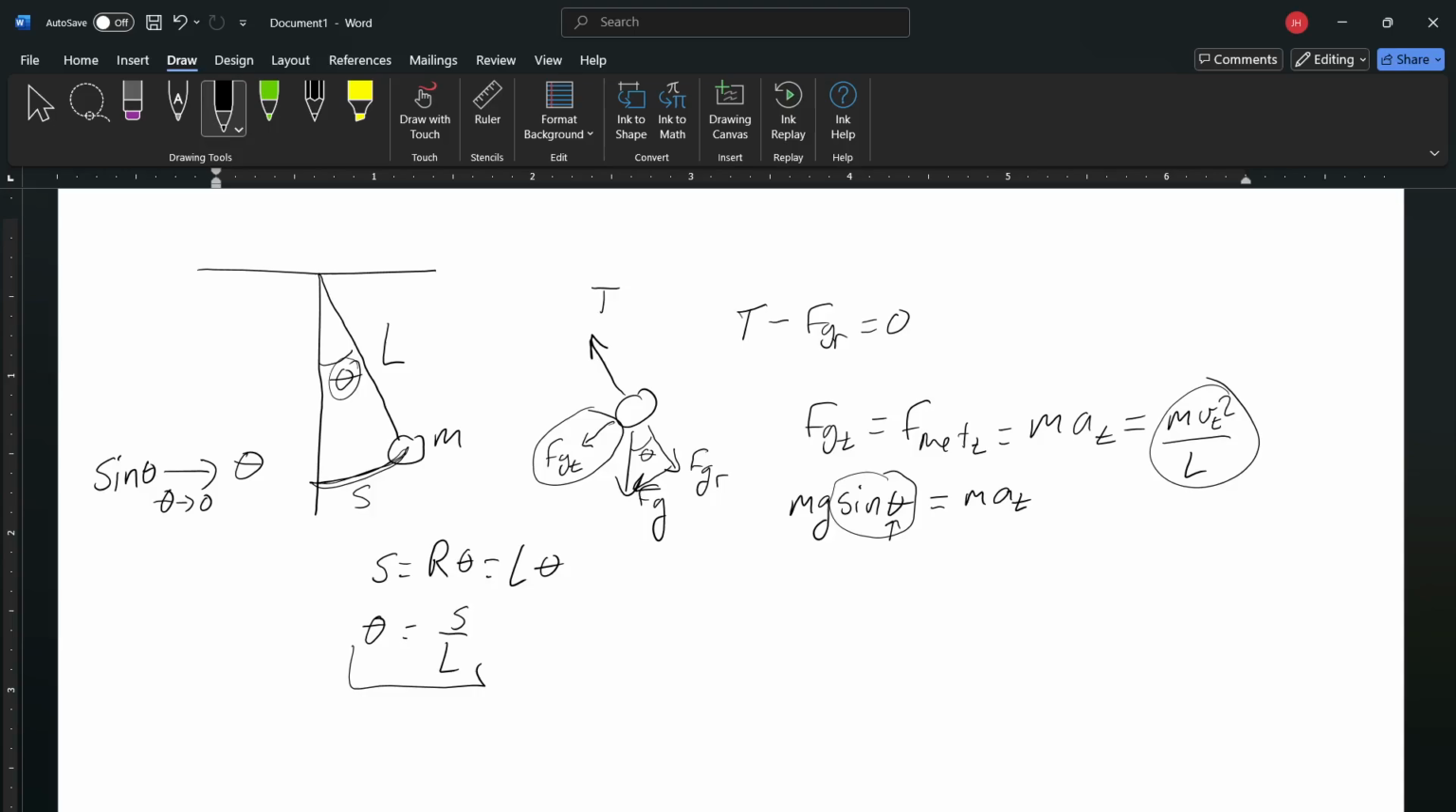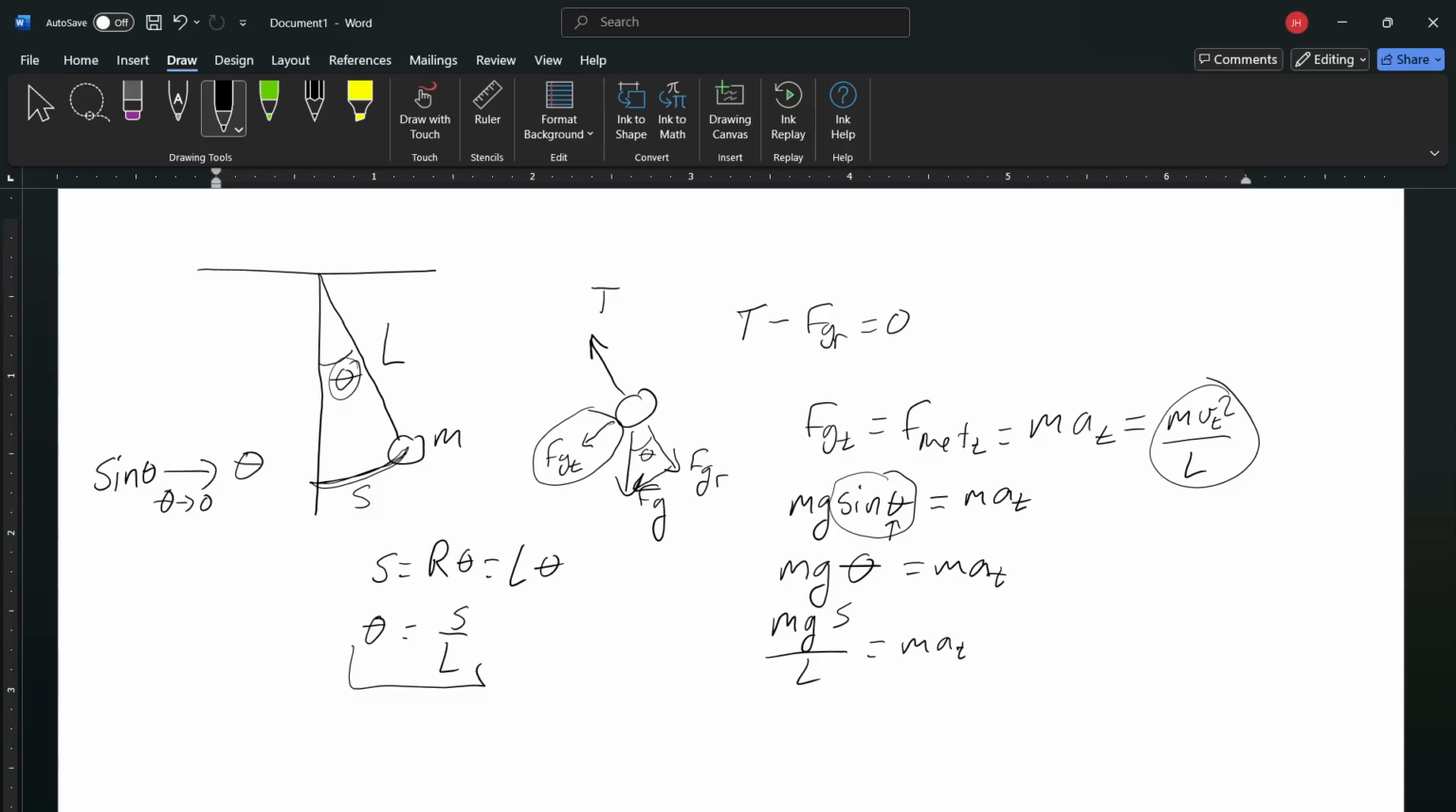Okay, so with that being in mind, we can use this to say this is approximately equal to mg theta. And I'll just finish that over there. And using our identity from the angular length to the arc length, you can say that's mg S over L equals m a_T.